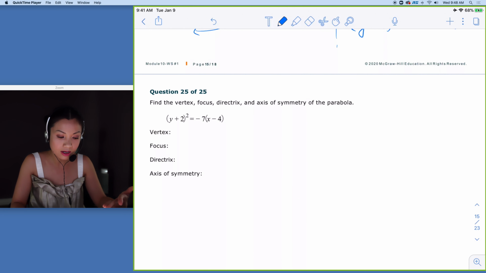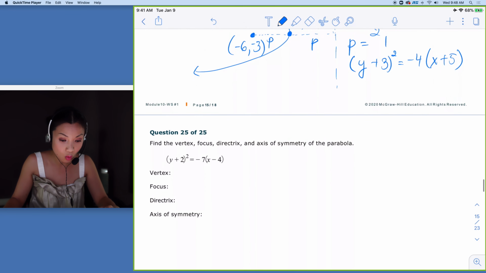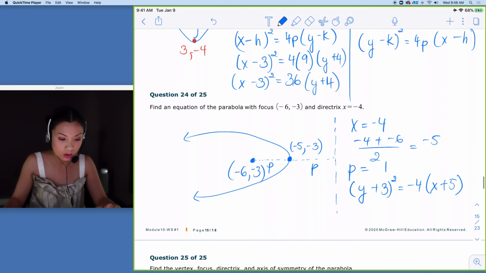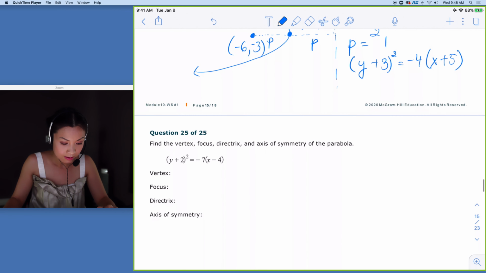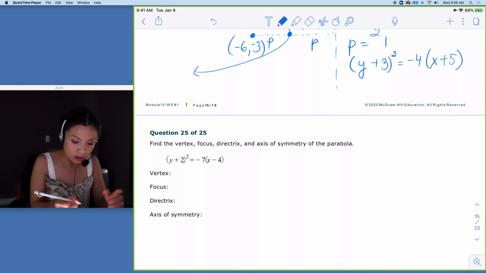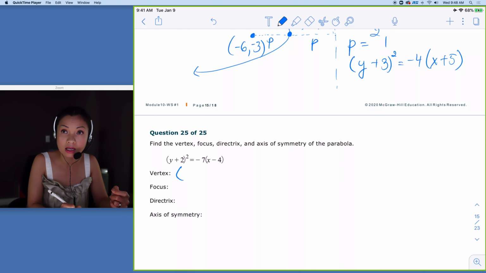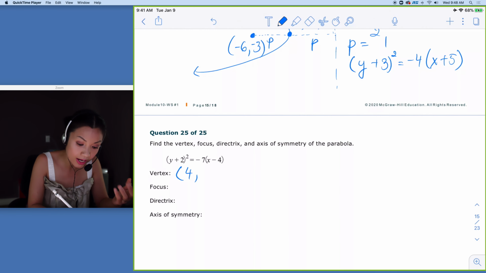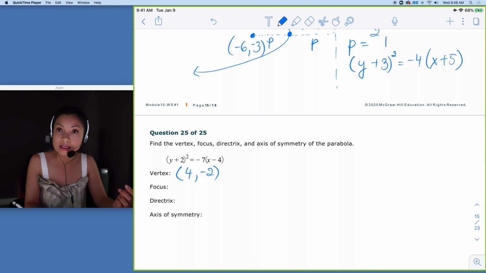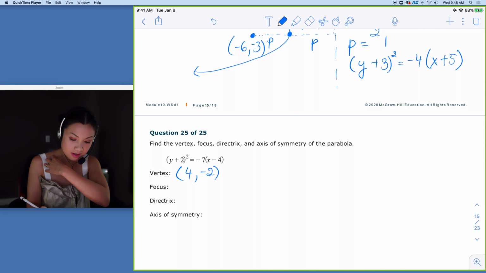Now, you see right there, they ask you for the vertex, focus, directrix, and axis of symmetry of the parabola. You can see right here is the y squared, so it's similar to number 24. Okay? So the vertex, you can read the vertex right away. That's going to be this number and that number. So it's going to be positive 4 and negative 2. That's the vertex. All right, so how do I figure out the focus and the directrix and axis of symmetry?